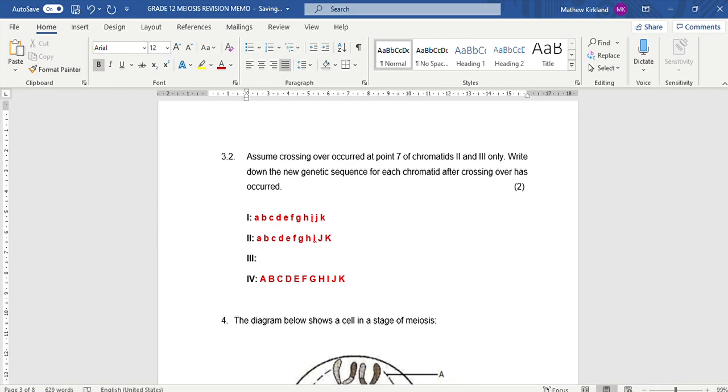And then it will be, with my red, A, B, C, D, E, F, G, H, I. And then little j, little k. So that's where showing where the crossing over happened. That's the difference in the genes that's being created there.